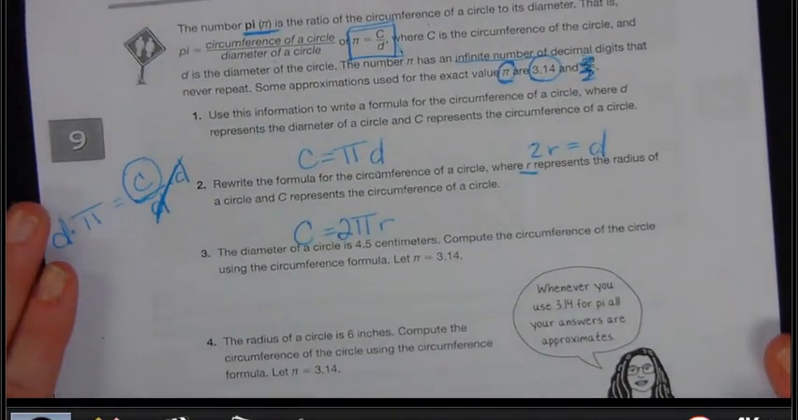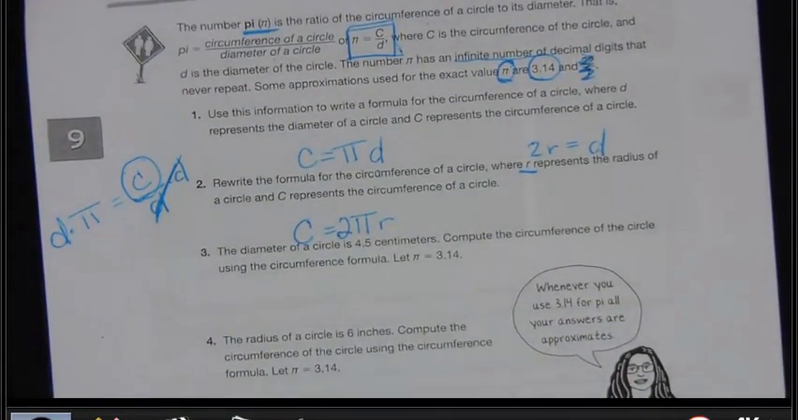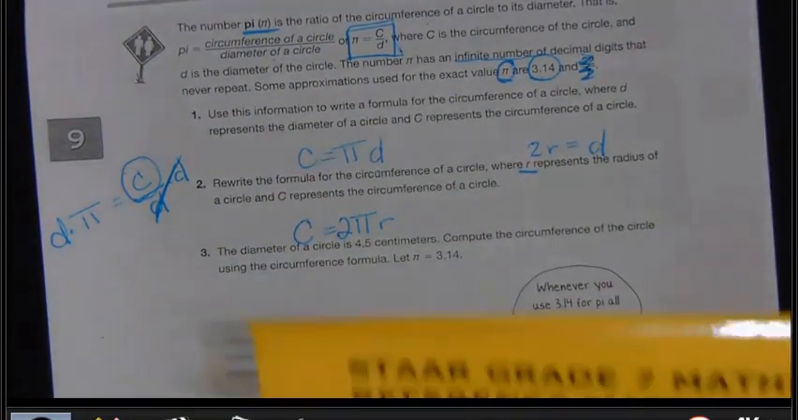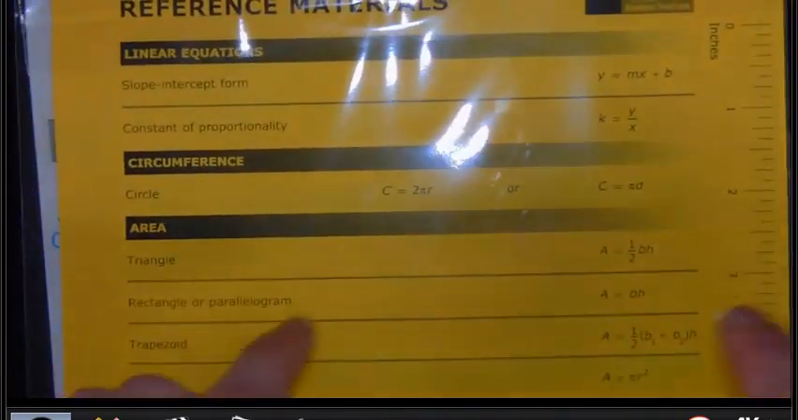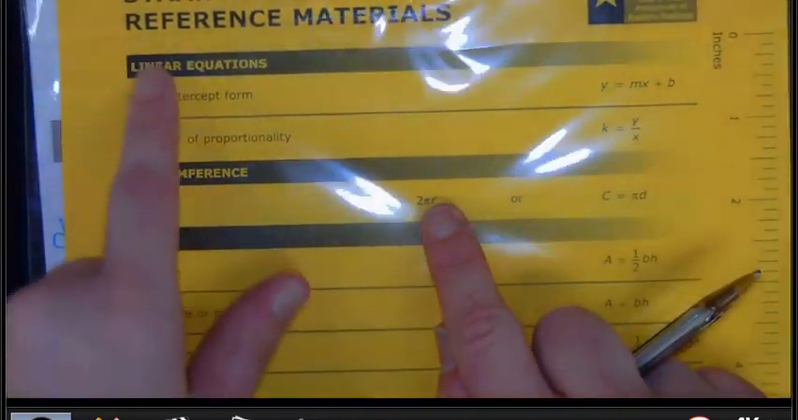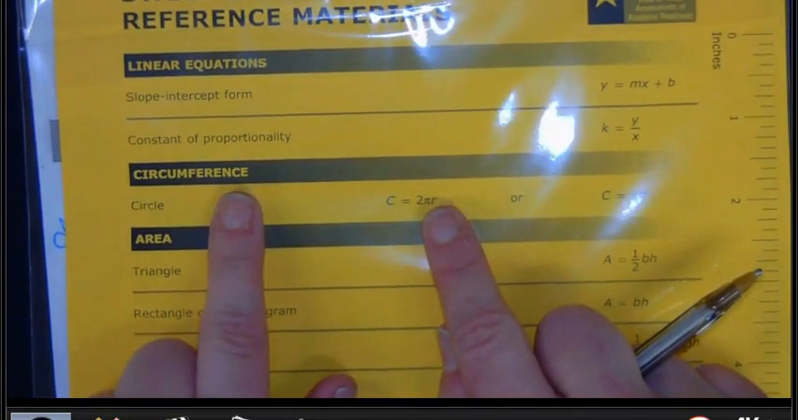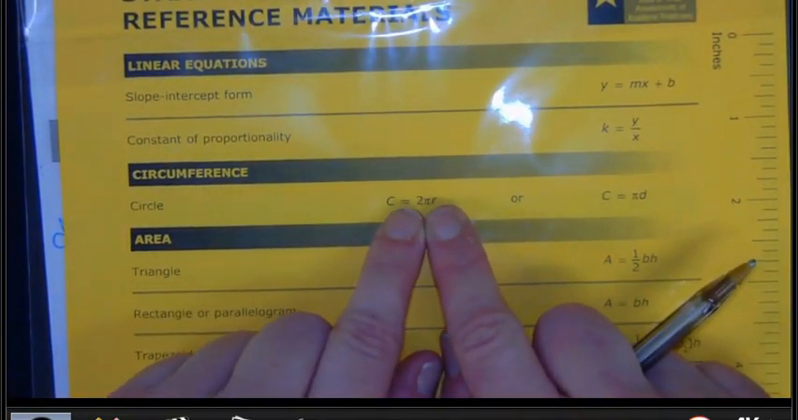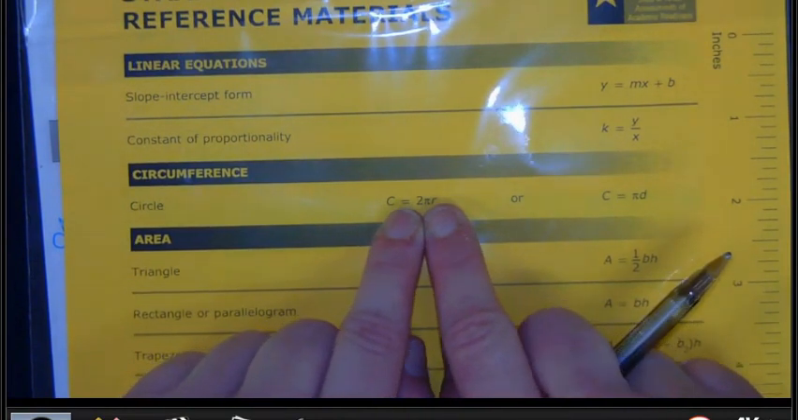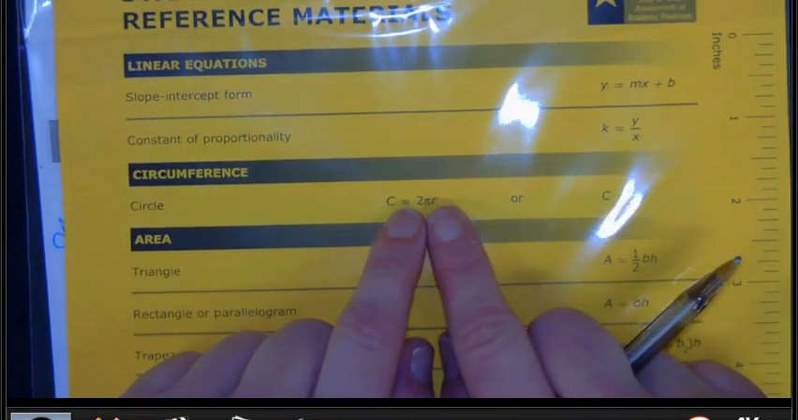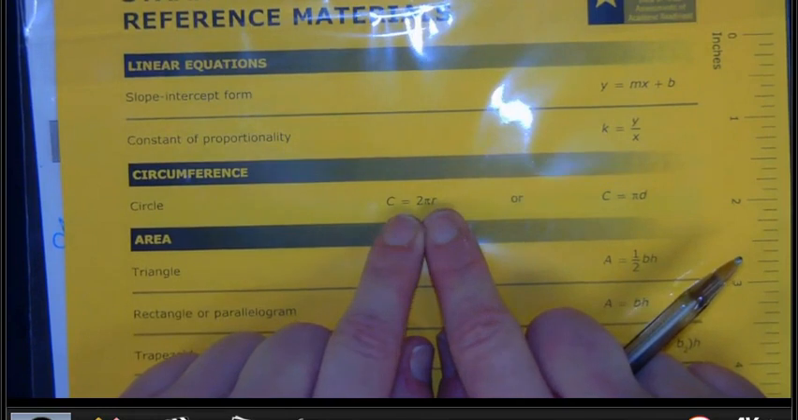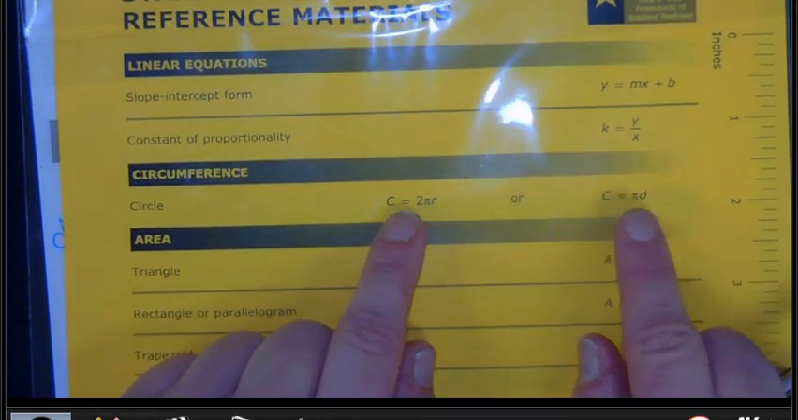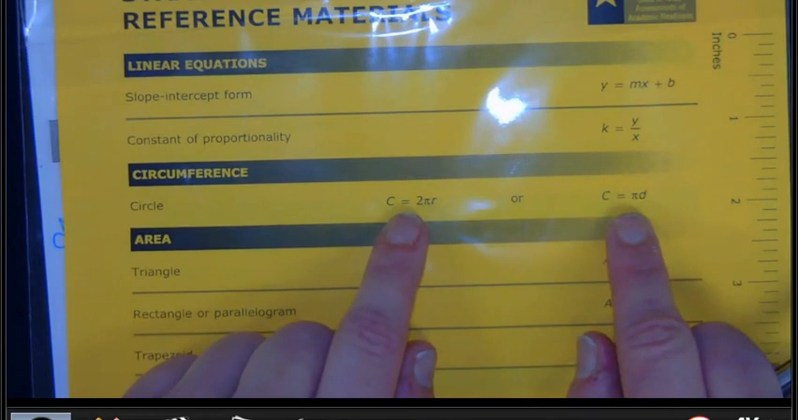All right, finding circumference. If you notice on your STAAR reference sheet, you will see that you have a circumference section. And this is to find the circumference of my circle or the distance around my circle. Okay, I can find it 2 ways. If I have the radius of my circle, I can use C equals 2 pi r, or I can use the diameter, C equals pi d.